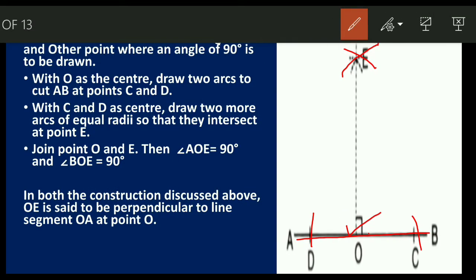And now you have to use the ruler and coincide with the point E, that is the perpendicular or 90 degree. So angle AOE is 90 degree, and angle BOE also is 90 degree, because as you know a straight line is 180, so you are bisecting the straight line into 2 equal halves, 90-90. So I hope everybody understood how to construct 90 degree in 2 methods.